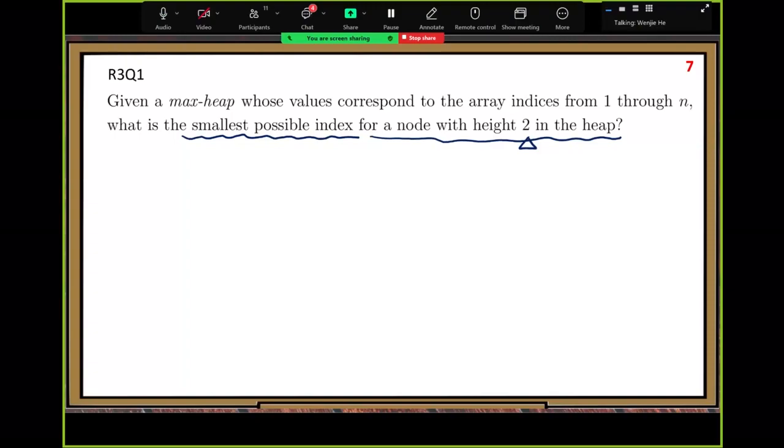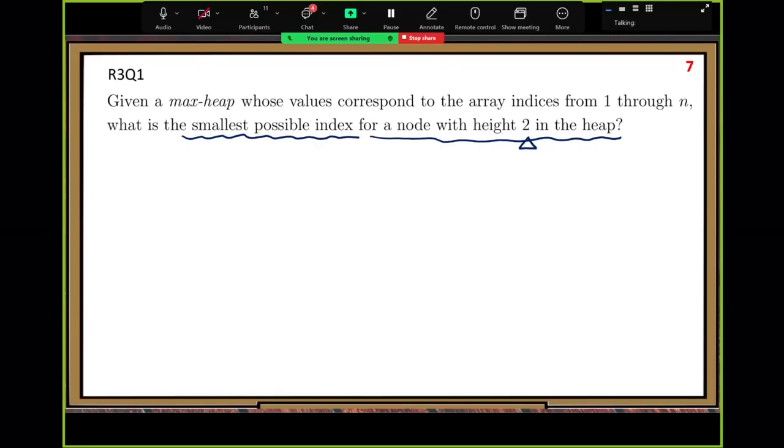So we need to be familiar with the nodes arrangement, distribution in the heap. But we have the range formula. Remember, we spent a lot of time to develop the range formula for the heap nodes, max heap nodes with height h. So we use that formula.